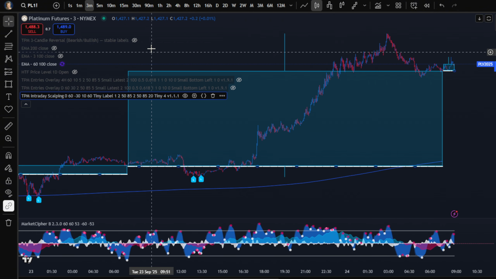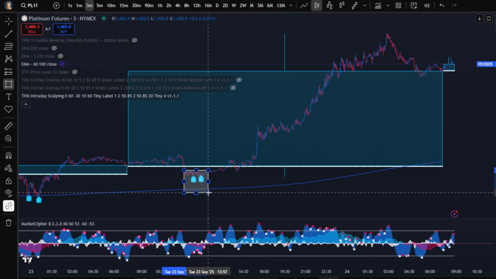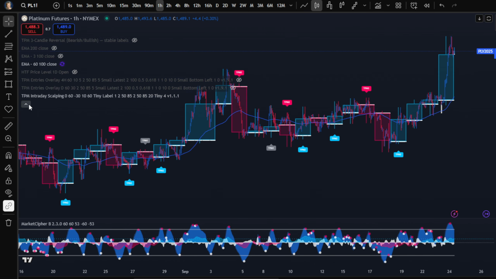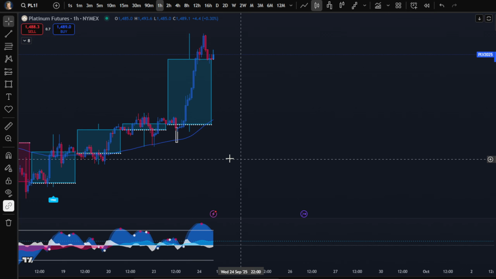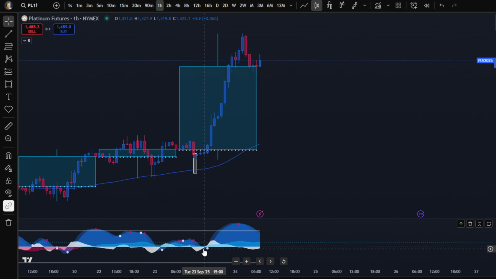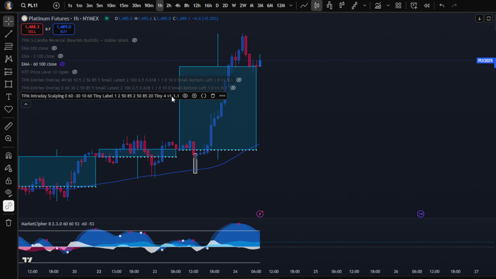So I have it at 0. I'll just box this off and show you on the 1 hour what it's looking for. All right. So for longs, you want the 1 hour VWAP to be below 0, so negative. And then for shorts, you'll want the 1 hour VWAP to be above 0. You want it to be positive. All right, that's setting number 1.